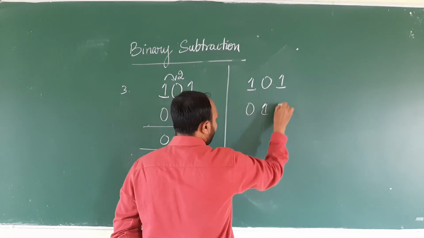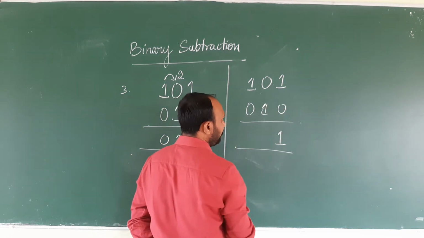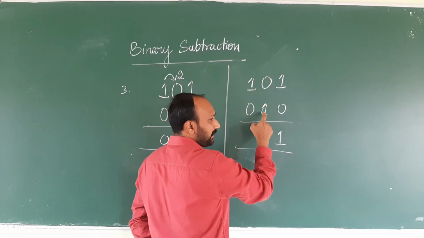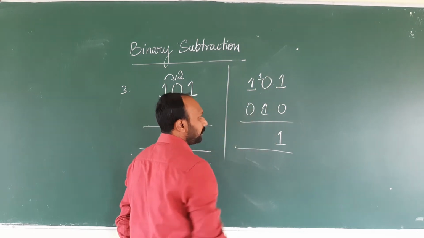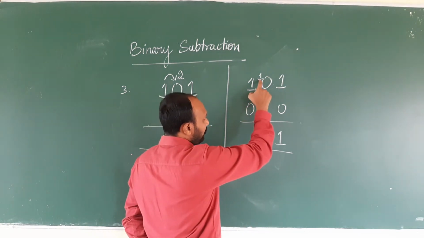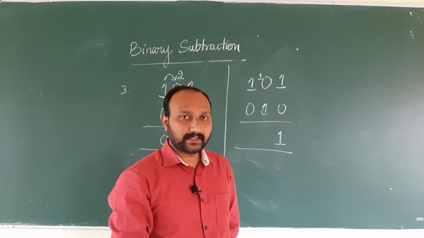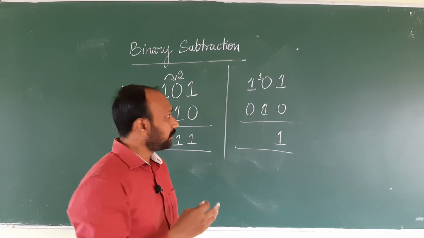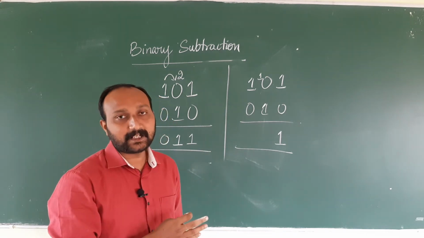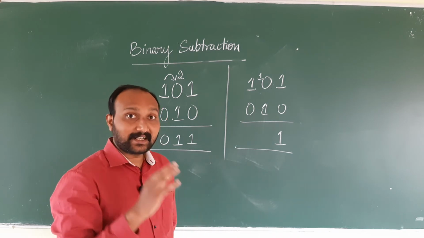0, 1, 0. 1 minus 0 is 1. I cannot subtract 1 from 0. So what am I borrowing? I will be borrowing 1. Okay, so 1, 0 means what? It is 10. Correct? It is 10. But you will not be having a decimal value in binary. So what we need to do? We need to consider its base.